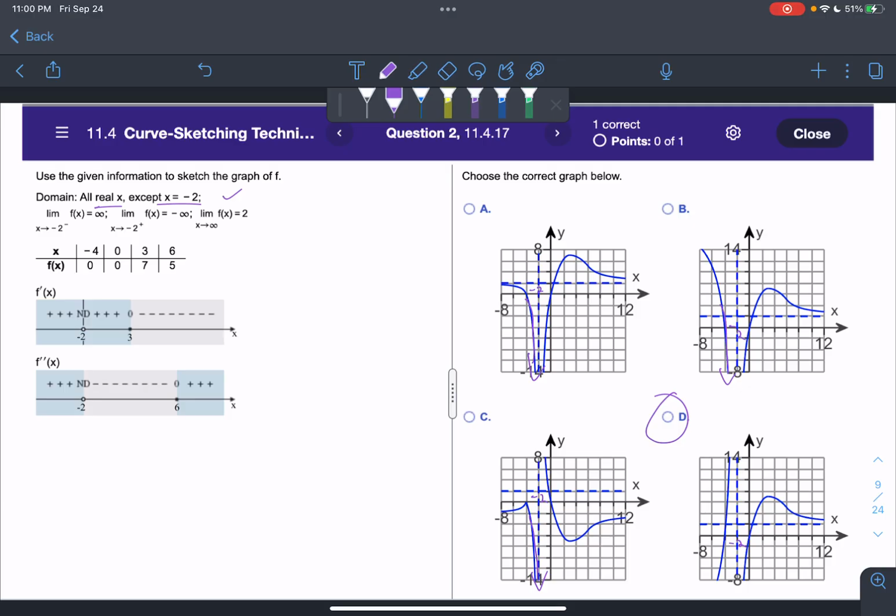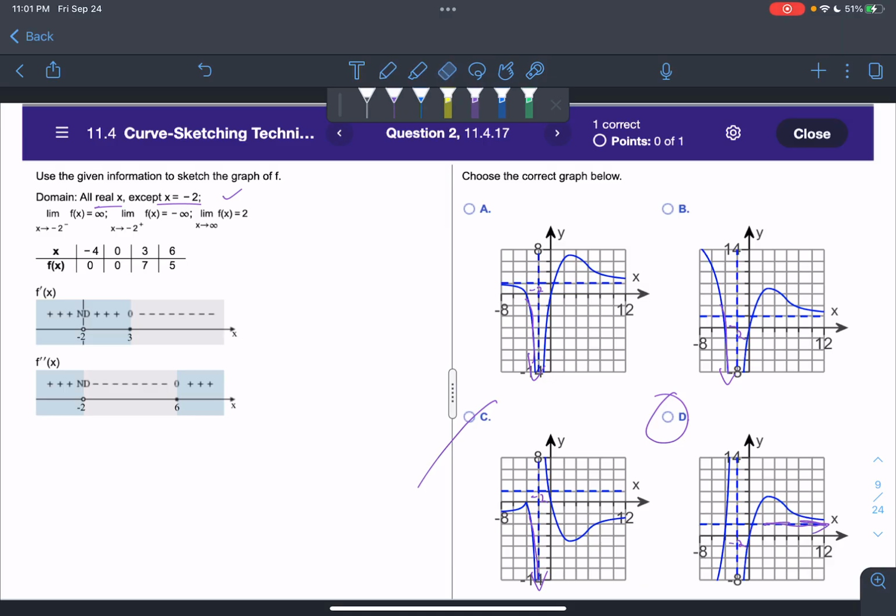Let's look at the limit as we approach from the right. That should be negative infinity. They all have that except for C, so C is really wrong. But D is the only one that has these two. And then the limit as x goes to infinity, in the positive direction, we have this horizontal asymptote of 2. So yeah, D is most likely our answer.